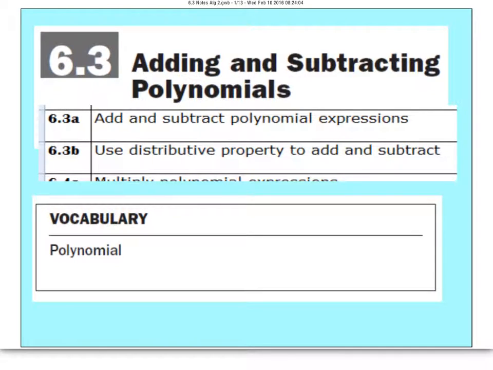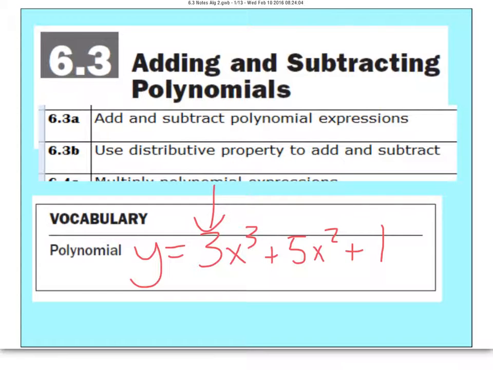In this video, we're going to learn how to add and subtract polynomial expressions. It's learning objective A. And recall polynomials, for example, are an equation such that the exponents are positive whole number integers. So for example, this equation right here would be considered a polynomial of degree 3 with a leading coefficient of the number 3 itself, which is right there, and a constant term of 1.